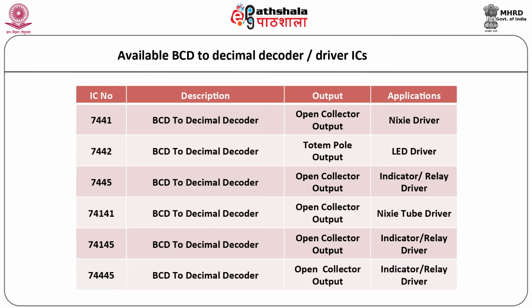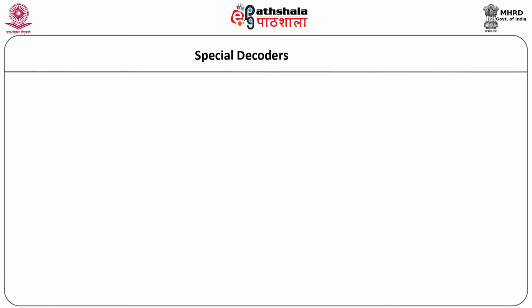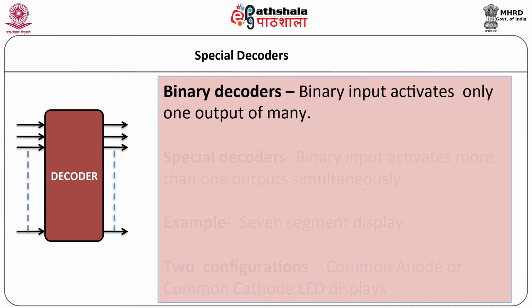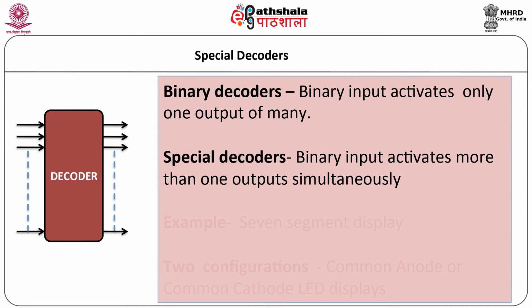The outputs could be either totem pole or open collector form. These ICs can be used either as simple indicator or a driver for Nixie tube or LED or even a relay. Let us now get familiar with special decoders. The binary decoders studied so far generate only one output out of many in response to the binary inputs to the decoder, whereas special decoder activates more than one outputs simultaneously for the applied input binary code.